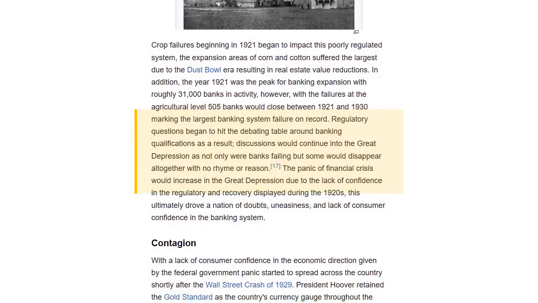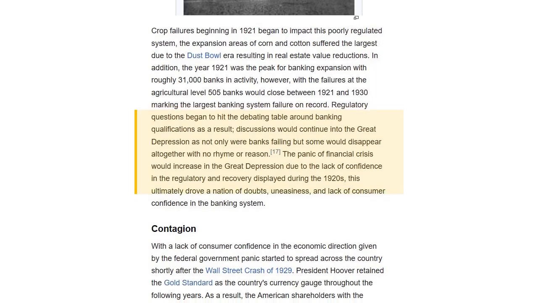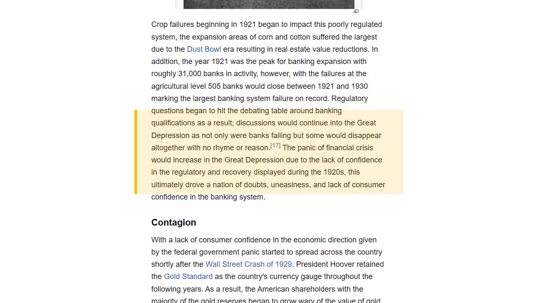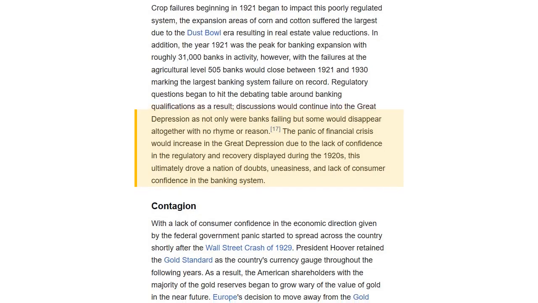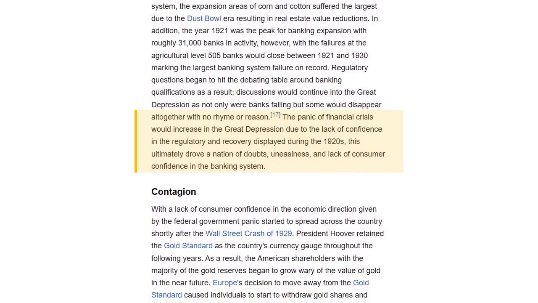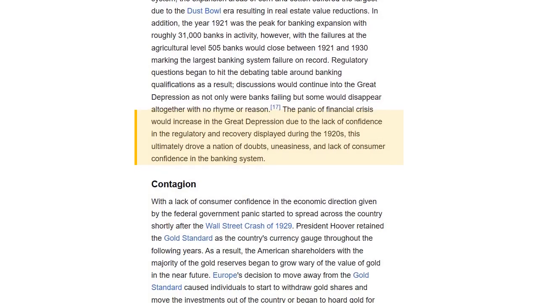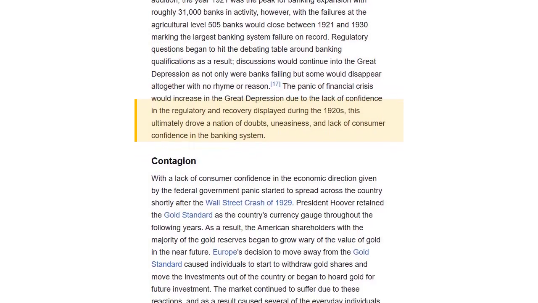Discussions would continue into the Great Depression, as not only were banks failing, but some would disappear altogether with no rhyme or reason. The panic of financial crisis would increase in the Great Depression due to the lack of confidence in the regulatory and recovery displayed during the 1920s. This ultimately drove a nation of doubts, uneasiness, and lack of consumer confidence in the banking system.